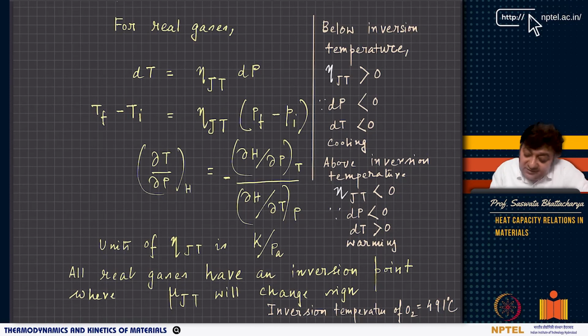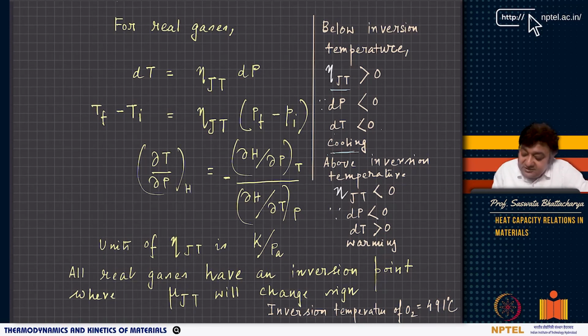So below inversion temperature, eta JT is greater than 0. Now if eta JT has to be greater than 0, which is del T del P at constant H, since dP is less than 0, right? dP is less than 0, dT has to be less than 0, and you get what is called cooling, right? If you have Joule-Thomson expansion below inversion temperature, what you get is cooling.